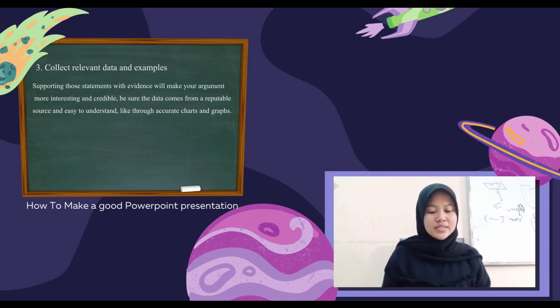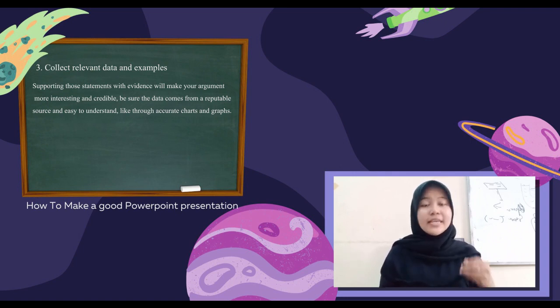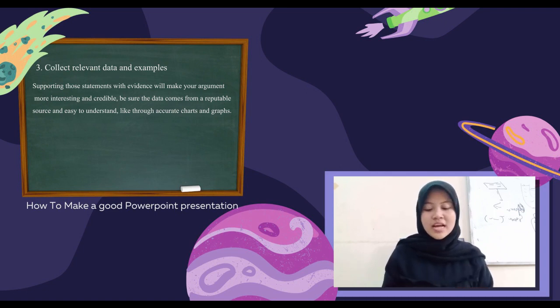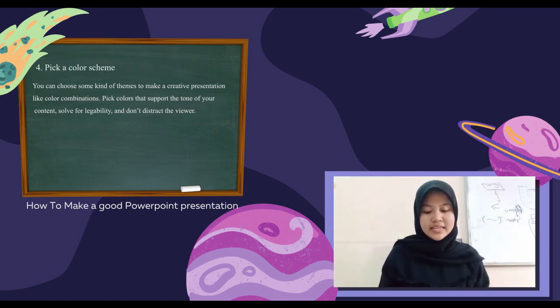The third point is collect relevant data and examples. Supporting those statements with evidence will make your argument more interesting and credible. Be sure the data comes from a reputable source and is easy to understand, like through accurate charts or graphs or articles.